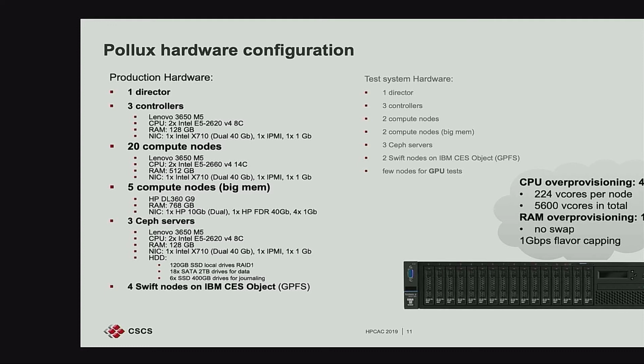And then we have 4 external object storage nodes, which are used on top of GPFS, and they are attached to the SAN. So we can potentially extend the storage of this part of the system as much as we want, because we have a lot of capacity on the SAN.